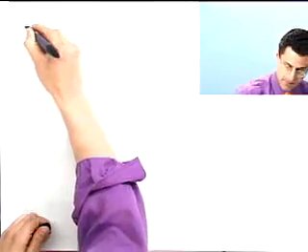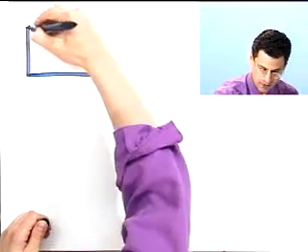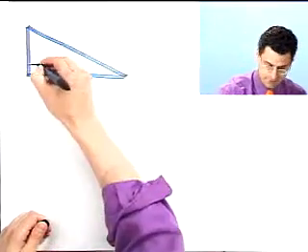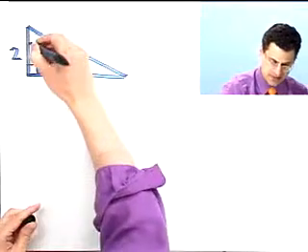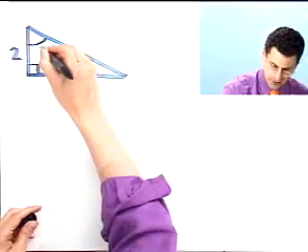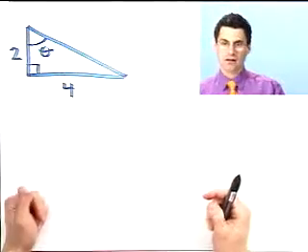Okay, so let's take a look at these trig functions in action with a couple more examples of different types. First of all, let's suppose that I just give you this triangle. It's a right triangle. It's a good start. And this side is 2, this side is 4, and this here is the angle theta. And let's find all the trig functions for this angle.